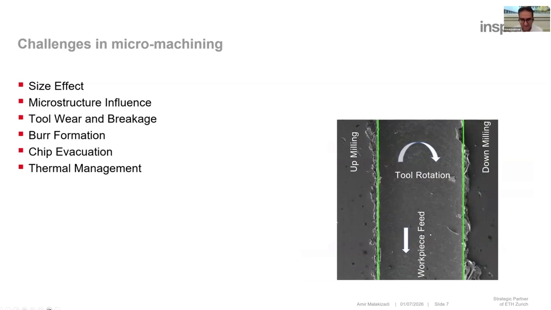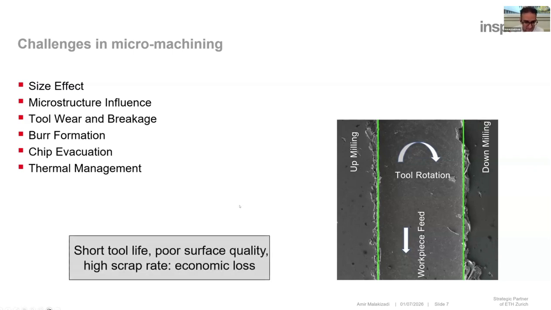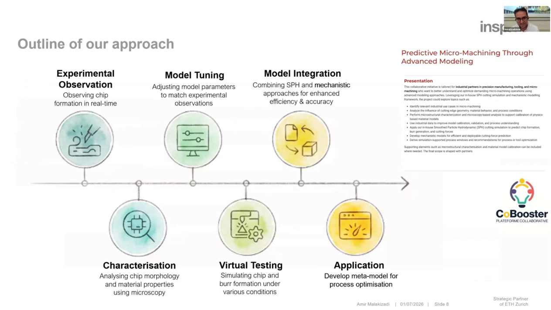We do our best, but when we change from one material or one batch of a material to another batch, this type of issues start to happen. And that is really a problem. So the major challenges we have is a short tool life, poor surface quality, high scrap rate, and then economic loss. And this is really where we want to address.